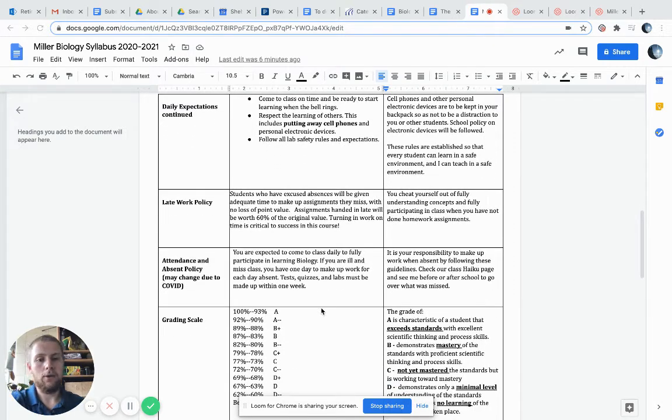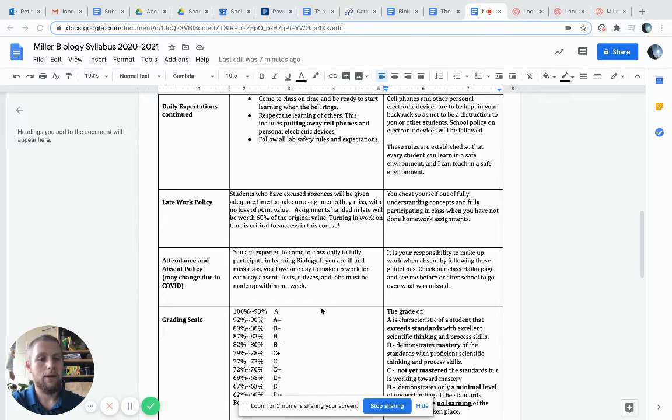All right. So those who have excused absences will be given adequate time to make up late work. So regarding late work, any assignments handed in late are going to be worth 60% of the original value. So they will be 60% a week after it is assigned. They will be 60% 2 weeks after it was assigned, but it will also be 60% 1 day after it was assigned, assuming you are not absent.